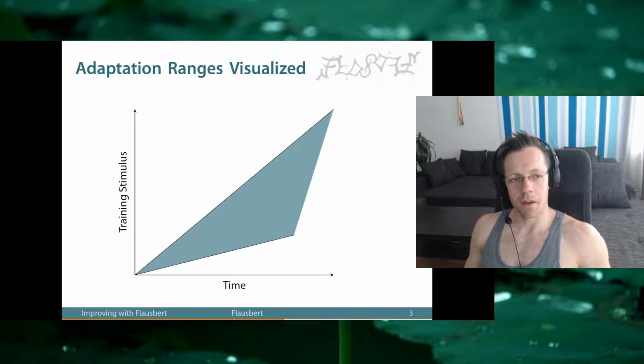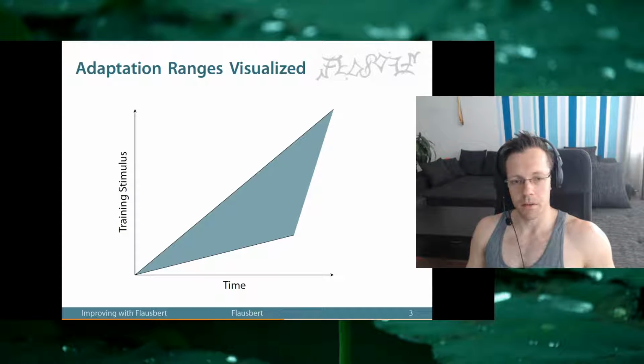Okay, but let's first begin with a visualization of the adaptation ranges. The top line marks the maximum our bodies can adapt to. The bottom line marks the minimum our body needs to adapt by growing muscles. Anything between those lines is possible. If we train in a way that we are somewhere in this interval, we will achieve growth in either strength or muscle or something.